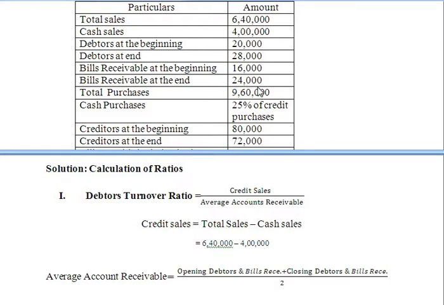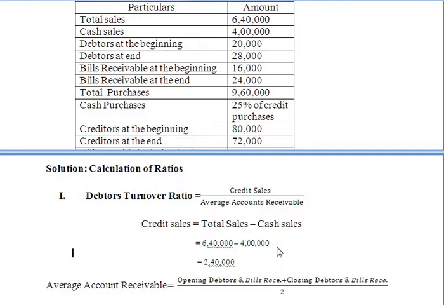2,40,000. 6,40,000 minus 4 lakh is equal to 2,40,000. The amount of credit sales is 2,40,000. You understood how 2,40,000 has come? Take the total sales, from the total sales deduct the amount of cash sales, whatever balance remains, that will be the credit sales.